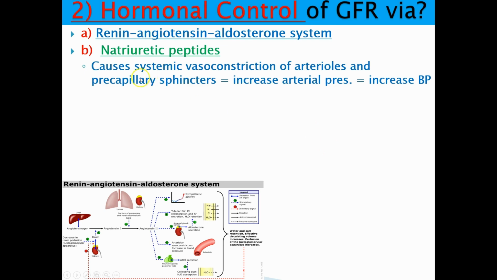So the renin system causes systemic vasoconstriction of arterioles. We did not talk much about this. We talked about renin converting angiotensinogen, leading to the cascade of aldosterone and ADH release, right?